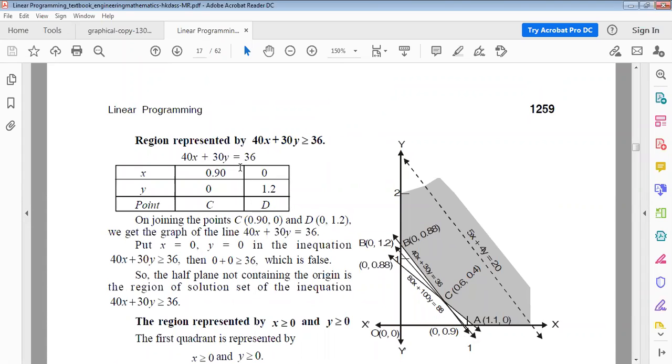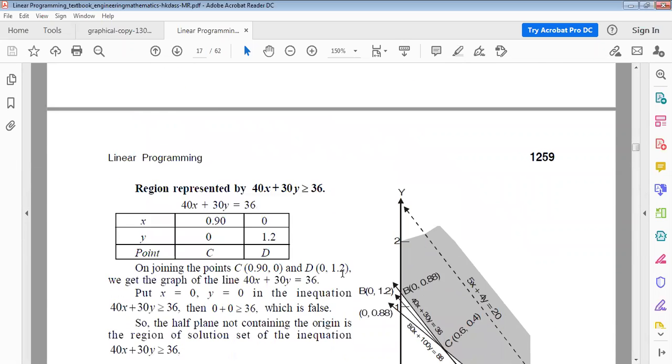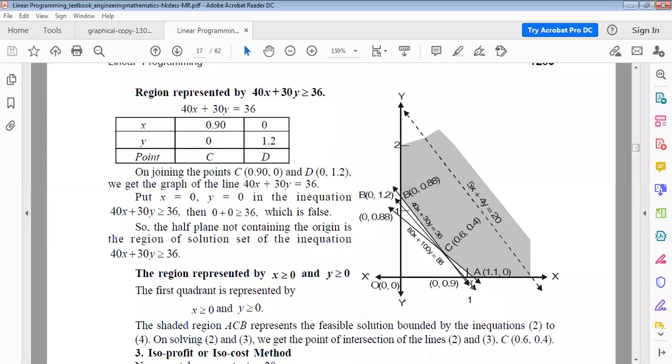Now if we plot this graph, the first graph will have the A point and B point. Just joining (0, 0.88) and (1.1, 0), this is the A point. Joining these, we get the first inequality.